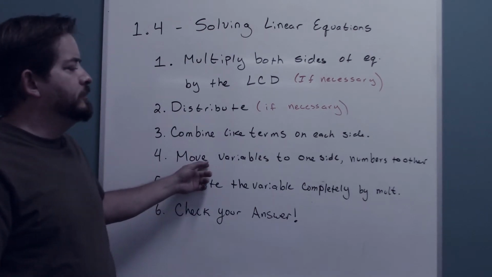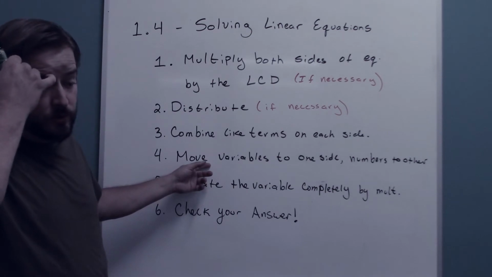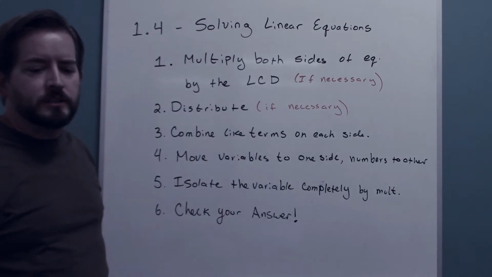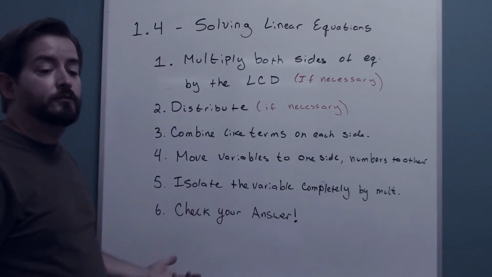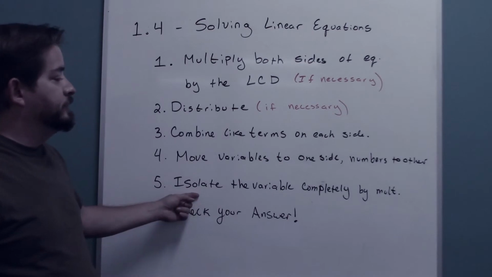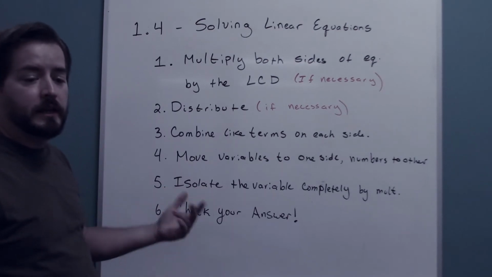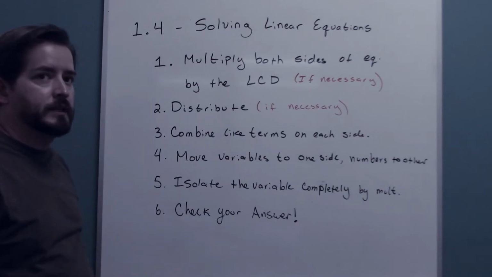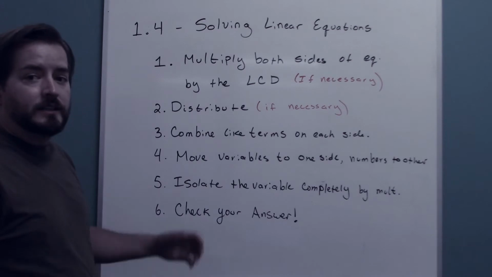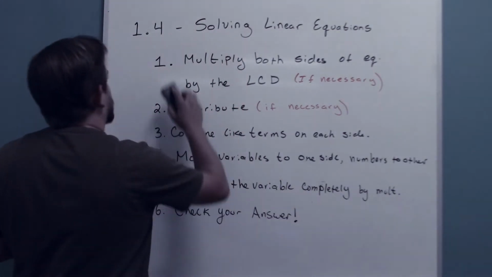At that point though, we've reduced it down to something from section 1.3 and 1.2. And you would move all of your variables to one side or the other of the equation, and then move the numbers that don't have variables to the other side. And then isolate the value completely by using the multiplication principle, either multiplying or dividing by whatever's attached to the x to get it by itself. So let's take a look at some examples. I have a few to work through.